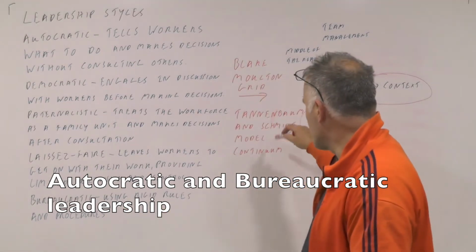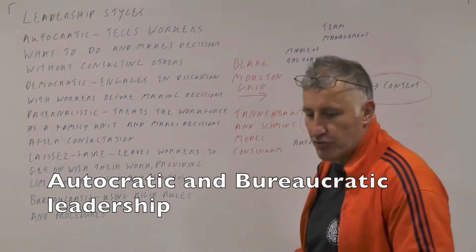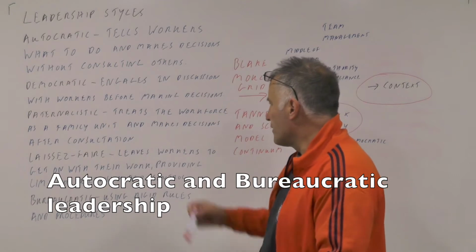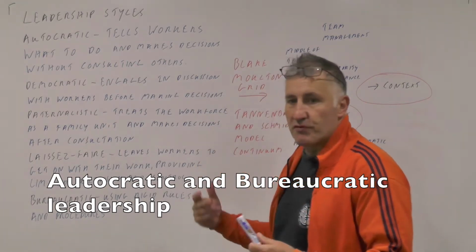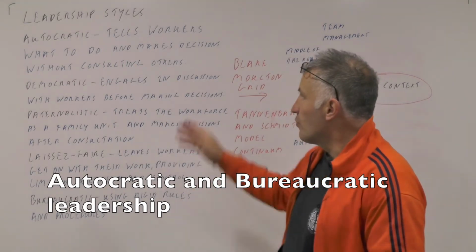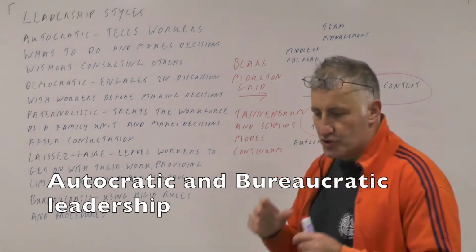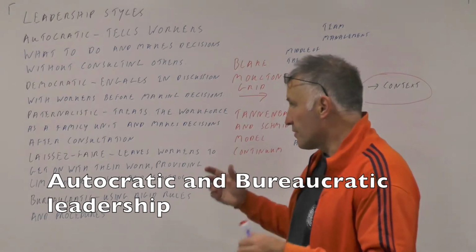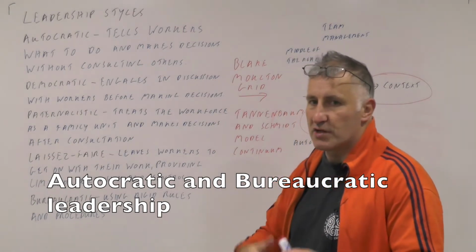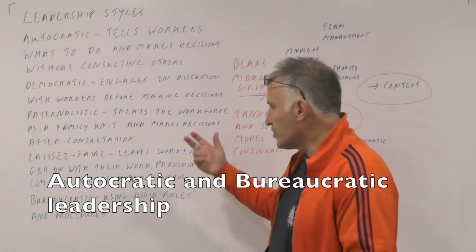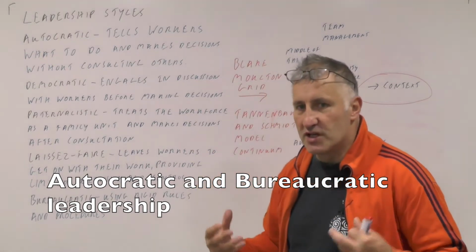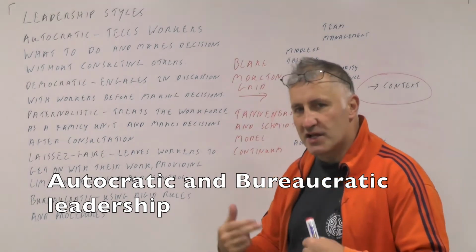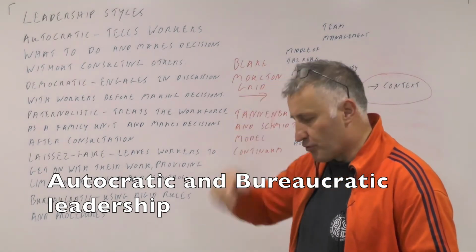Laissez-faire is a bit like the Blake Mouton grid, which is an example of impoverished management, where you let the workers get on and make their own decisions with very limited supervision. We have the autocratic leadership style, where the leader makes the decisions without consulting the workers. Democratic is where you consult with the workers and it becomes more of a joint decision. Paternalistic, you're working as a family unit, a bit of a father figure. You consult the workers, but you then tend to make the decision based upon that.